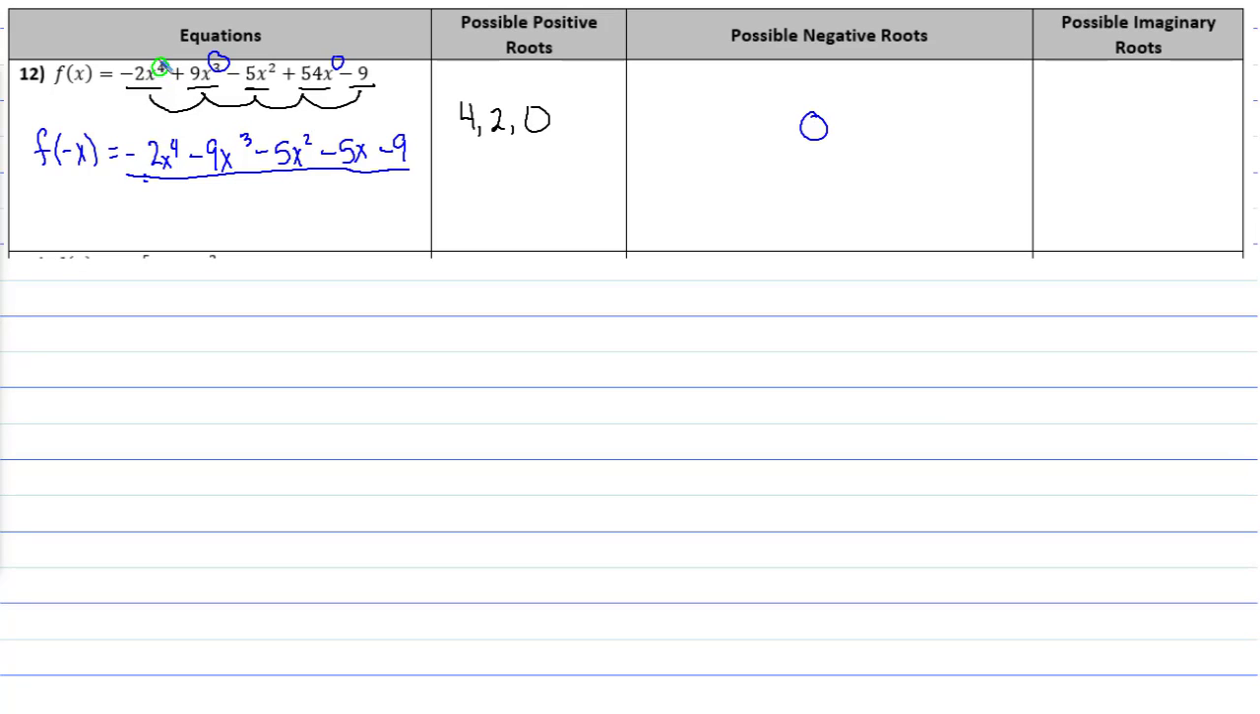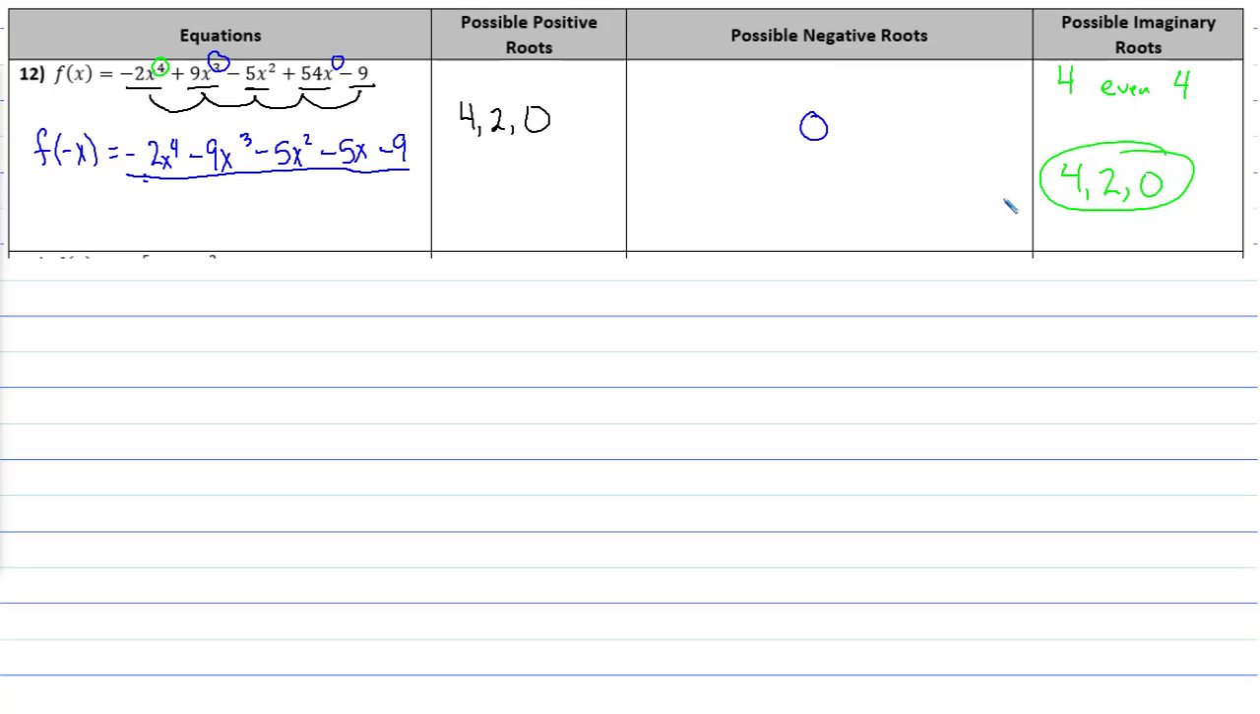Now I'll look at my highest power, which is 4. It's even, so I stay at 4. So I start at 4, 2, 0. And so those are my Descartes' rule of signs problems.